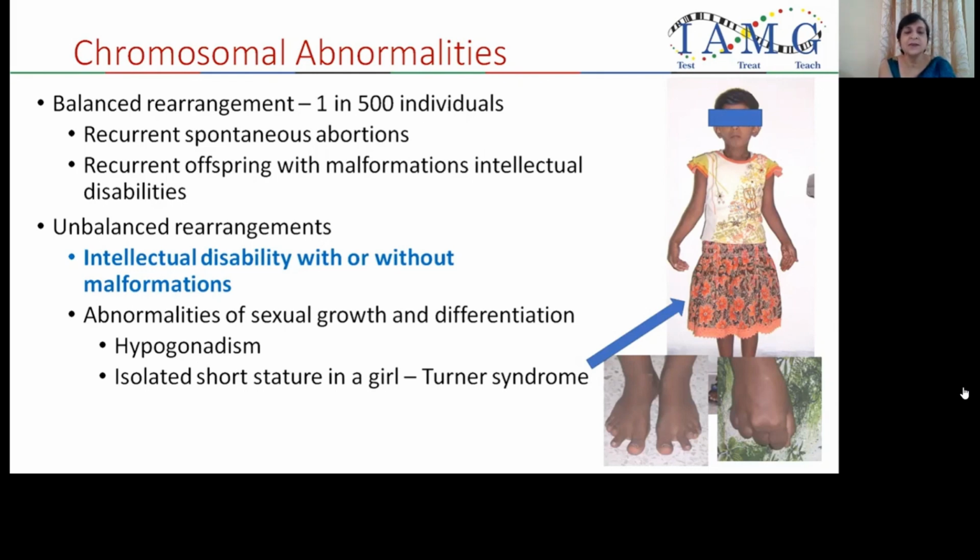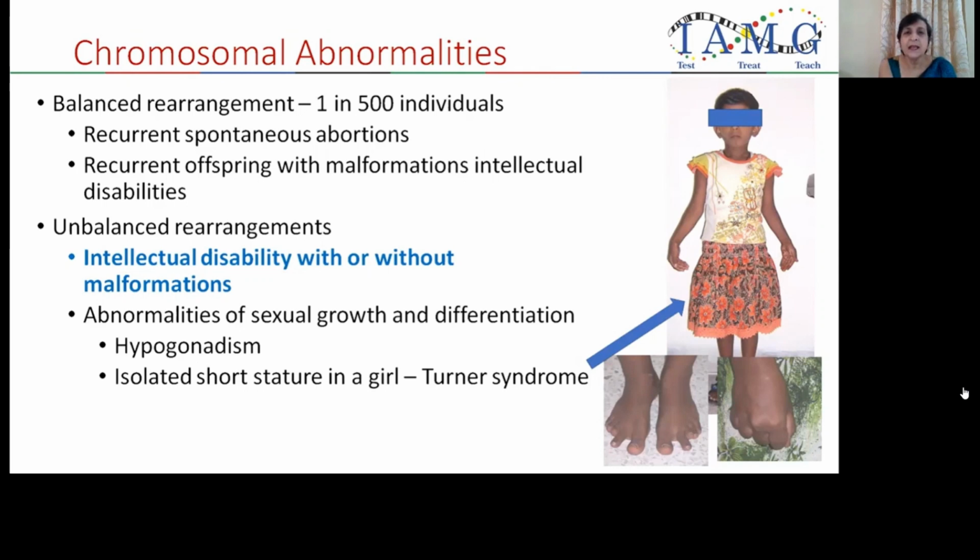So these individuals may have bad obstetric history in the form of recurrent abortions, etc. However, clinically, usually they do not have any phenotypic abnormalities or any medical problems. The unbalanced rearrangements usually of autosomes lead to intellectual disability with or without malformations, and sex chromosomal abnormalities lead to hypogonadism or various forms of ambiguous genitalia.